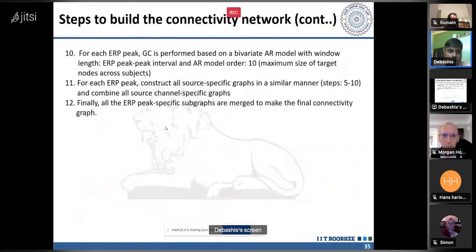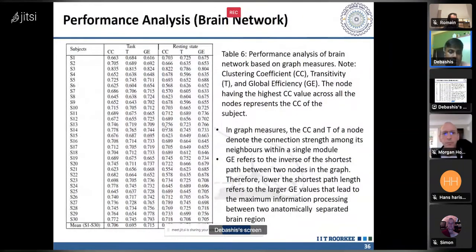So this is the ERP peak wise connectivity network for the two states, and these are the subject wise results based on clustering coefficient, transitivity, and global efficiency. Global efficiency is used for external communication. That means brain region 1 and brain region 2 are not connected structurally, but you can see that information is exchanged through a common node or common EEG channels.